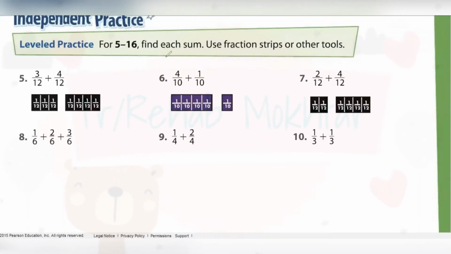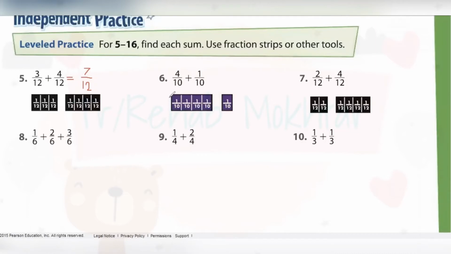Number 5, find each sum, use fraction strips or other tools. Here we have 3 out of 12 plus 4 out of 12. The first step, we have to make sure that we have the same denominator. We have 12, so I will keep the denominator as it is, which is 12, and start to add the numerators. 3 plus 4 equals 7. So the sum of the two fractions is 7 out of 12.